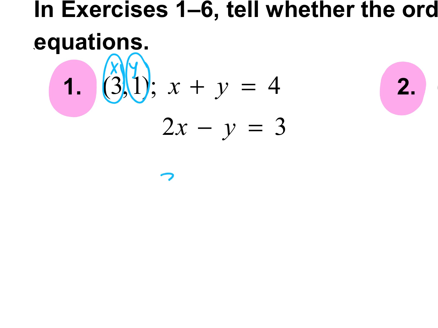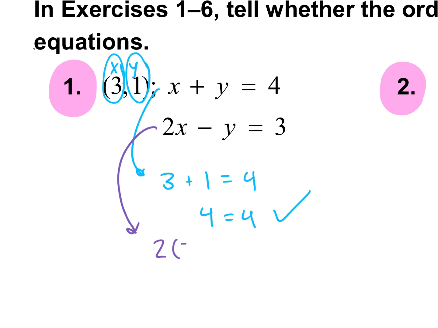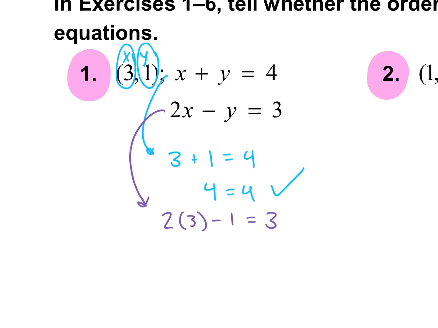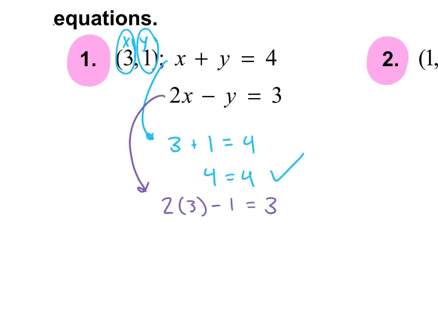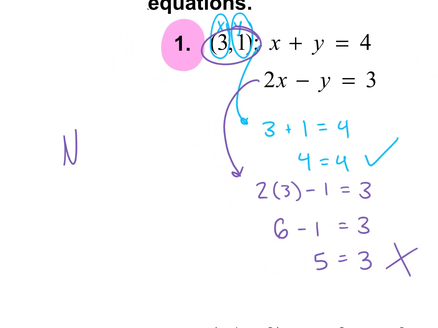So when I plug it into the first one, I have 3 plus 1 is equal to 4. So does 4 equal 4? Yes. So it makes sense in the first equation. Let's check the second one also. So 2 times 3 minus 1 is equal to 3. Make sure you follow your order of operations. So PEMDAS. What do I have to do first? Multiply. So 2 times 3 would be? 6. What's 6 minus 1? 5. Does 5 equal 3? No. So is this a solution? No. So you have to check both. If it doesn't work in either one, it would be not a solution.